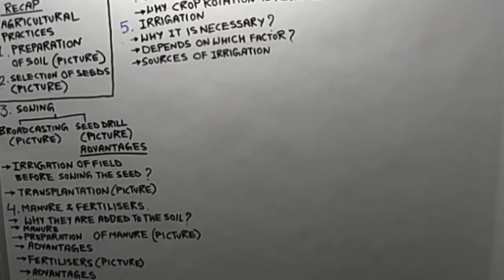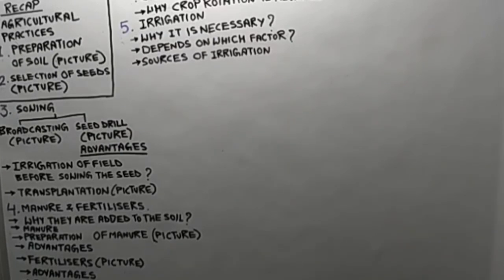The activities which are done by farmer in his field for the cultivation of crops or for the growing of crops are called agriculture practices. Now, the first activity which is done by farmer is the preparation of soil. In the preparation of soil, three activities are done by farmer.